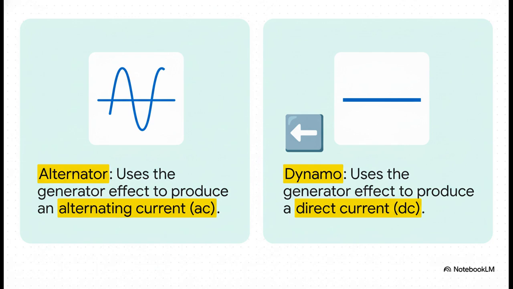An alternator produces alternating current, or AC. That's where the current's direction is constantly flipping back and forth. This is what our mains electricity is. A dynamo, on the other hand, produces direct current, or DC, where the current only ever flows in one direction, kind of like the electricity you get from a battery.